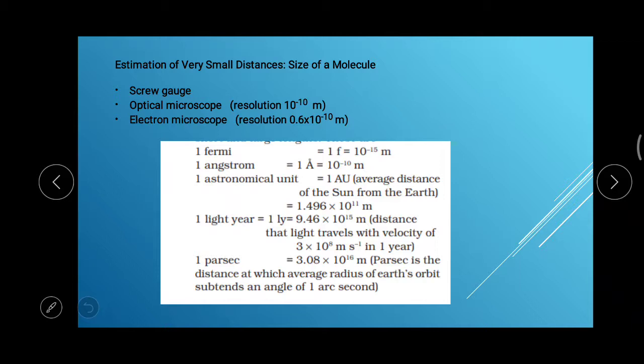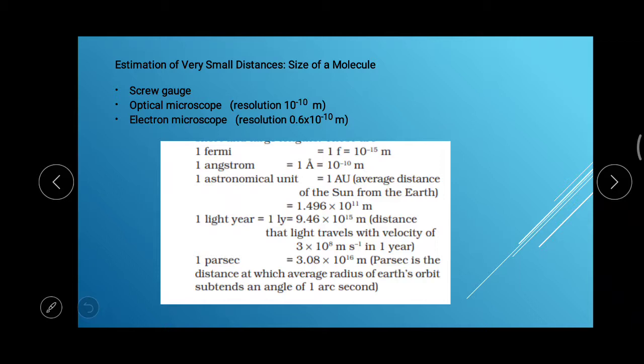The astronomical unit is represented by 1 AU. The average distance between the sun and earth is 1 AU, which is equal to 1.496 into 10 to the power 11 meter. That is the SI unit. One astronomical unit, 1 AU, can be obtained as 1.496 into 10 to the power 11 meter.